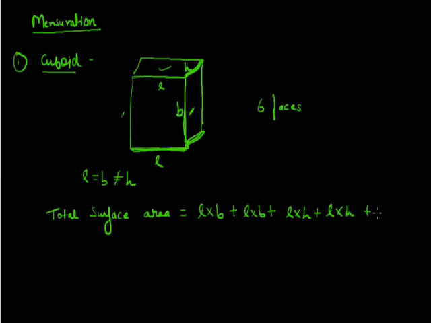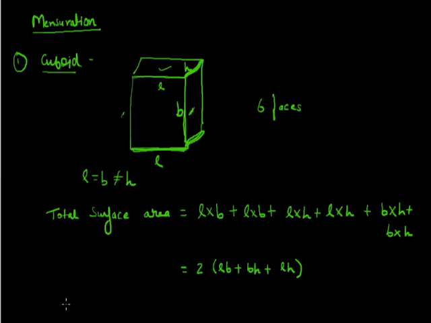Now there are two side faces, which have the dimensions breadth into height, that is b into h. So the surface area of these two faces is b into h plus b into h, because both side faces have the same dimensions, so their surface area is also the same. From this we can easily write down twice of (lb plus bh plus lh). This is the total surface area of the cuboid.